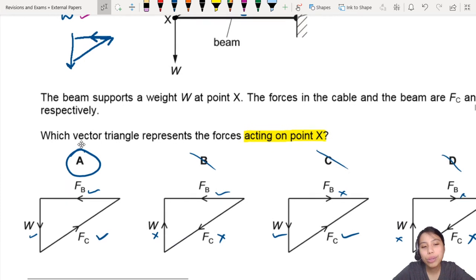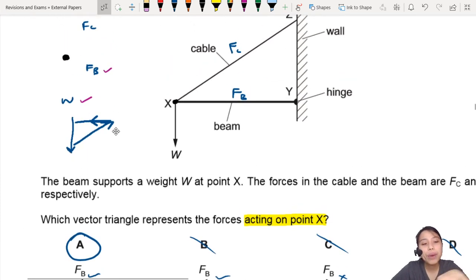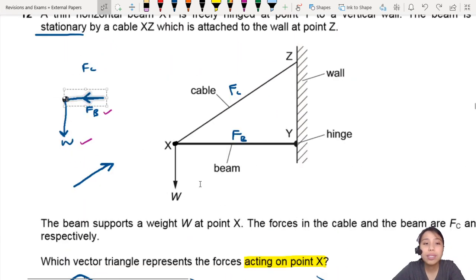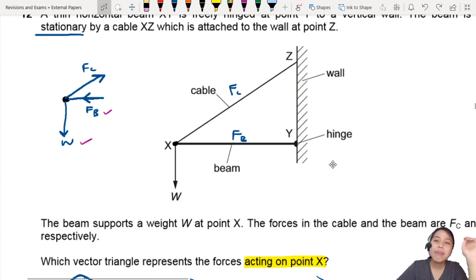Now, it's kind of hard to do this on paper, I know. But this is one way where you can rearrange the forces tip to tail so that you can see the end product, the vector triangle. Okay, so that is all for this question. Hopefully that was helpful in helping you think about vector diagrams.